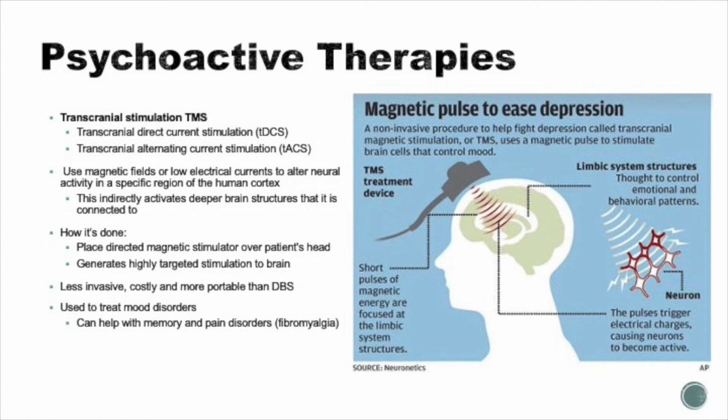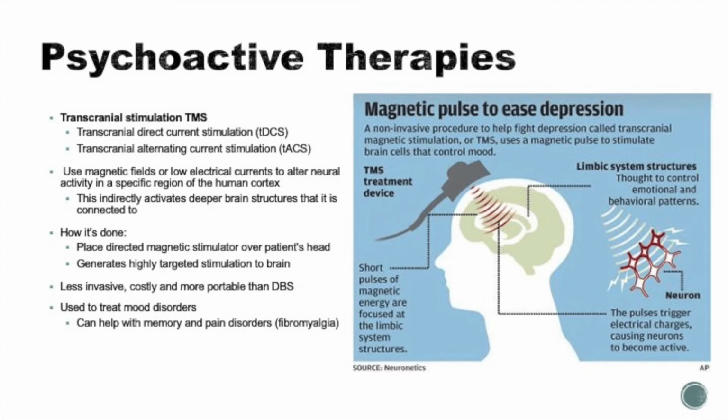This is a less invasive and less costly procedure than deep brain stimulation, and it's also more portable than DBS, or deep brain stimulation, as it doesn't require any implantation of electrodes in the brain or on top of the skull. And it is predominantly used to treat mood disorders. However, it's been shown to help with memory as well as attention.